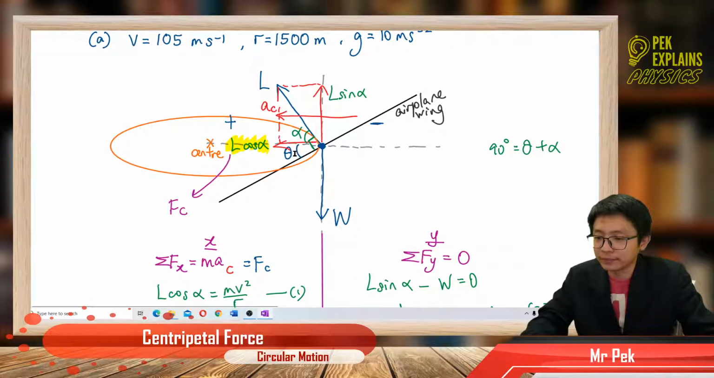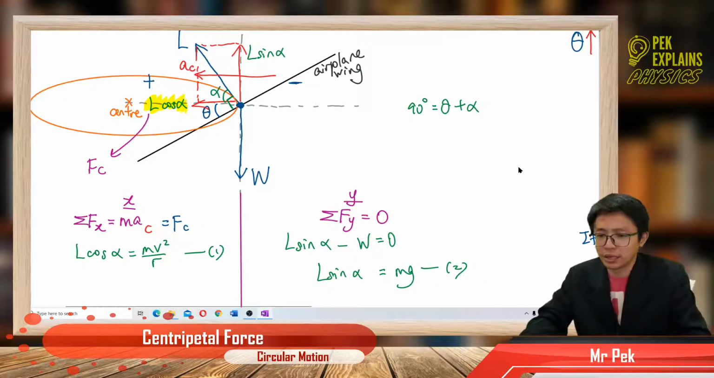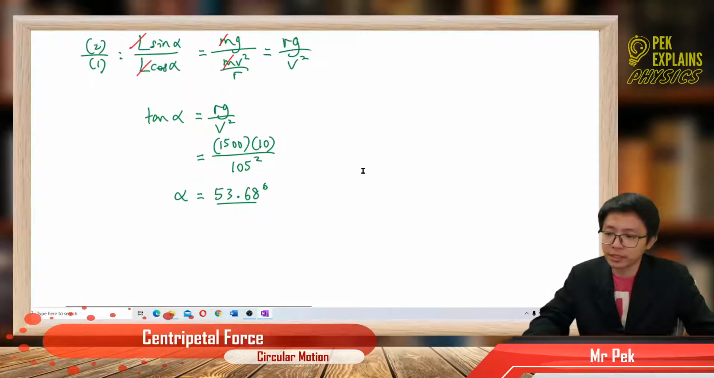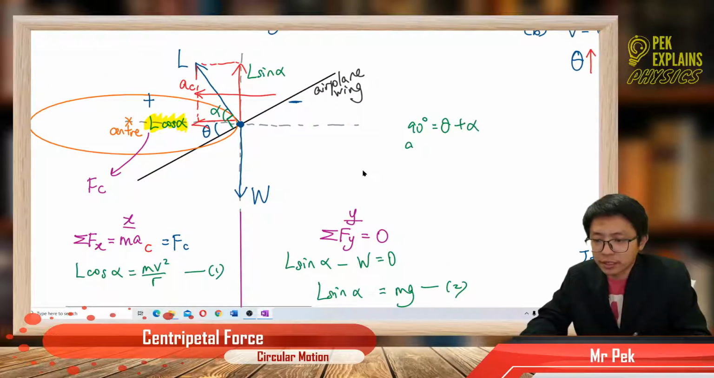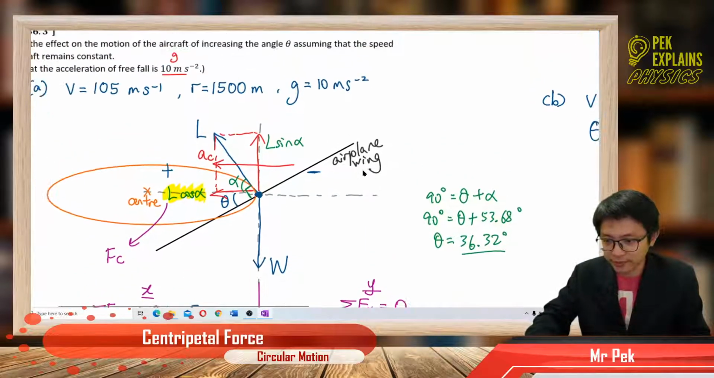We need the theta. So to find the theta, 90 degrees is theta plus alpha. We got alpha just now, 53.68. Just put it inside. So 90 equals theta plus 53.68. So our theta will be 90 minus 53.68. We got 36.32 degrees. That's the theta. That's the answer. Okay.